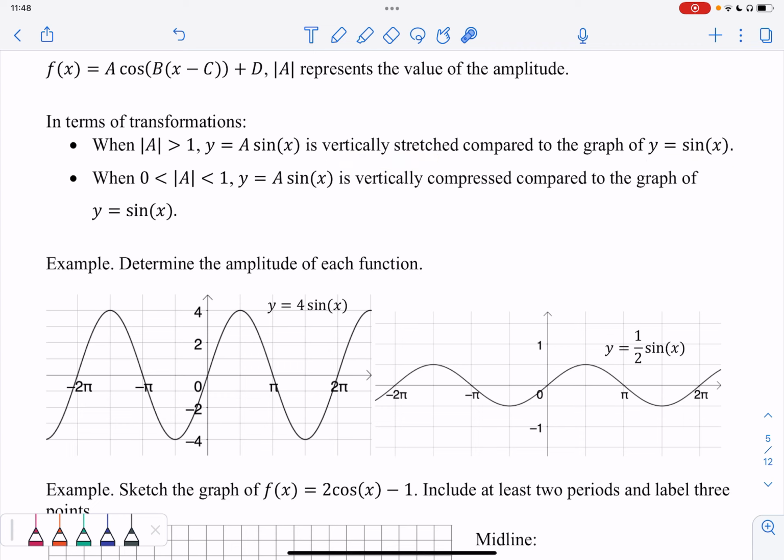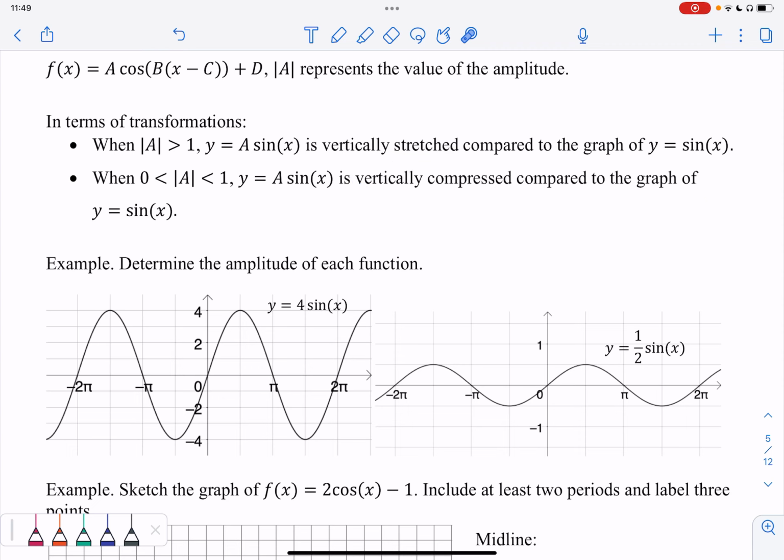So why is it stretched? A is greater than 1, it's outside, so I'm going to look at a stretch. Now, when the absolute value of A is in between 0 and 1, I'm multiplying the function by something less than 1. So I would expect the outputs to be smaller and vertically compressed. So this checks out with what we know about transformations.